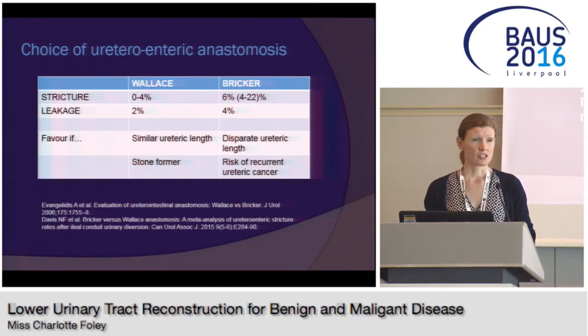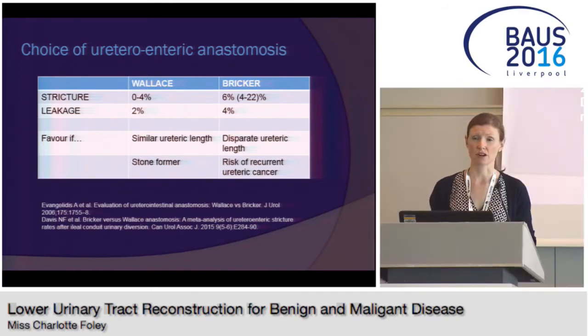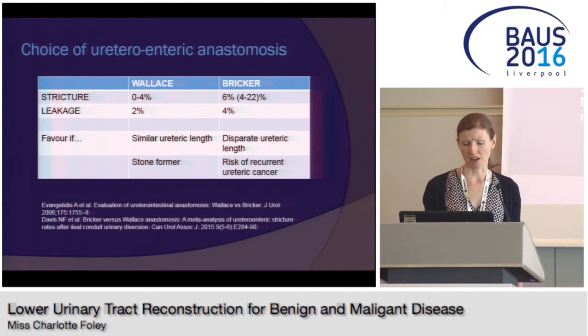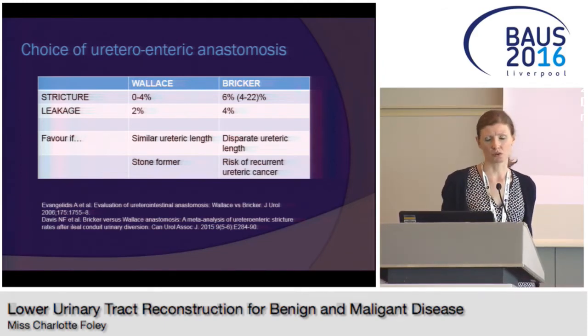Also, if you've got a patient with CIS and you're worried about recurrence at the level of the ureteric anastomosis, then you might favour a Bricker, so they won't obstruct both kidneys at once, and it might be a little easier if you find yourself coming back to remove that recurrence. Conversely, if you've got a stone former and you hope one day to take a retrograde approach up to their kidneys to clear their stones, then you're going to be in with a fighting chance of finding the ureteric orifice with a Wallace, but probably not with a Bricker. So there may be other things that influence your decisions.